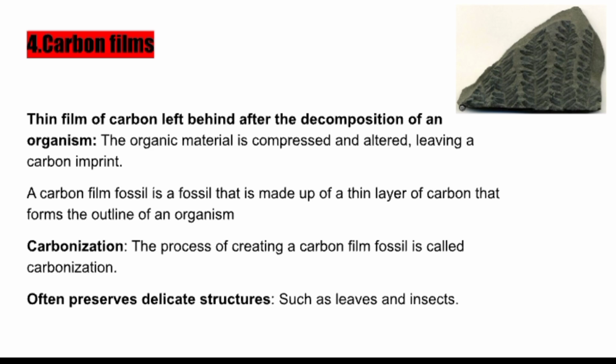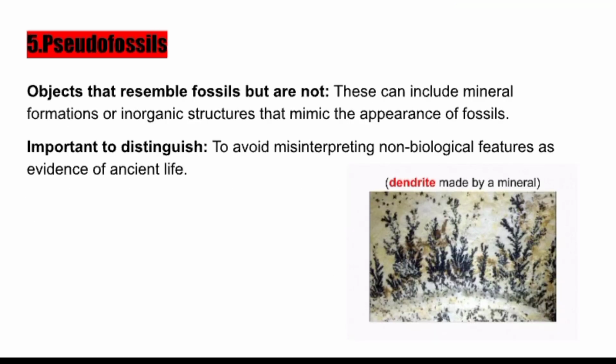So simply it is a printing, a printing created by nature with the help of carbon ink, or consider it like a carbon printing. They often preserve delicate structures such as leaves and insects. So examples of carbon film fossils are leaves and insects, which are preserved with respect to time. So the carbon film remains look like this.